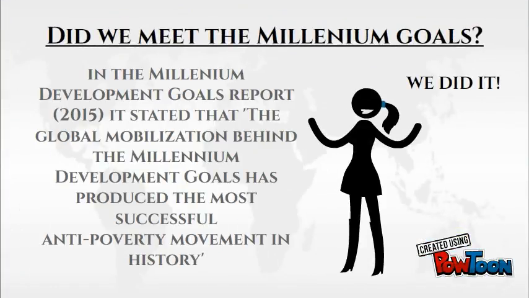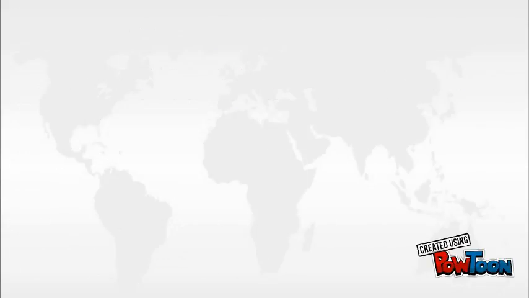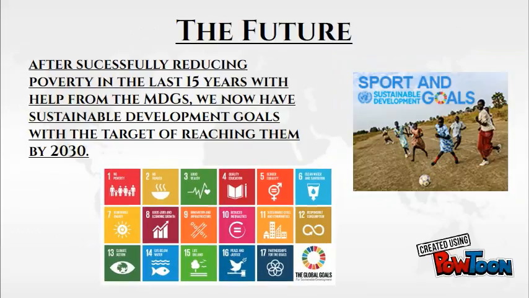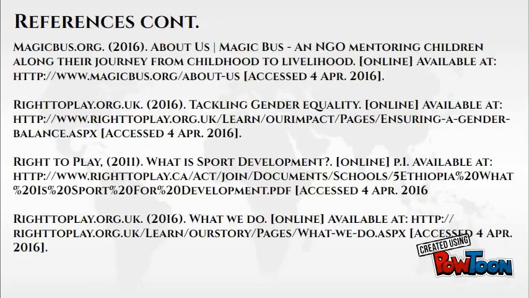The MDG report of 2015 stated that the global mobilisation behind the MDGs has produced the most successful anti-poverty movement in history. Now we have in place the Sustainable Development Goals, giving us the target to sustain everything we have achieved in the past 15 years with the MDGs and continuing to reduce extreme poverty all around the world.